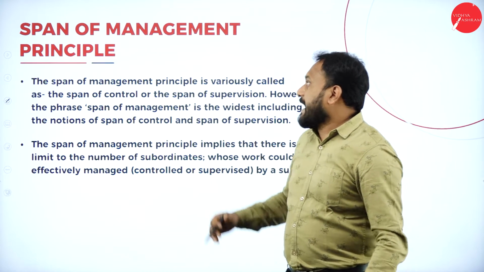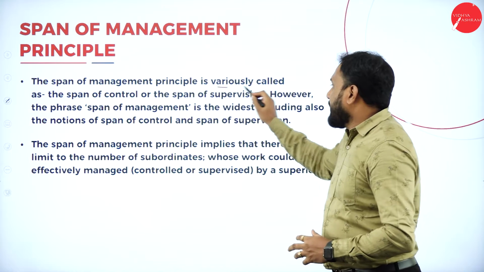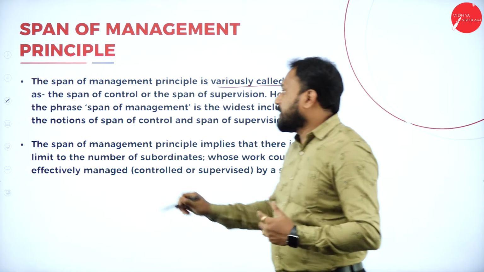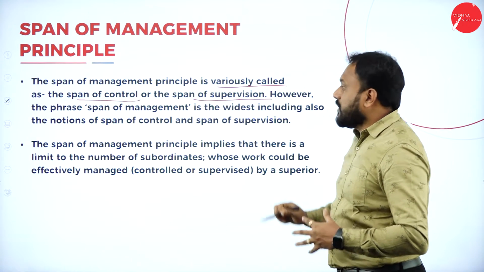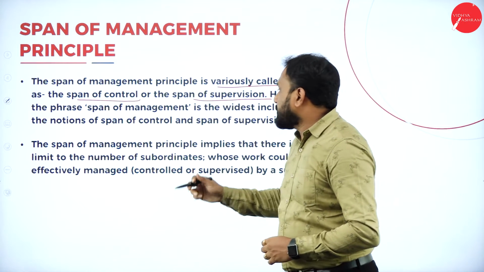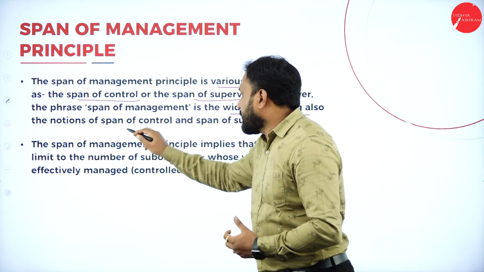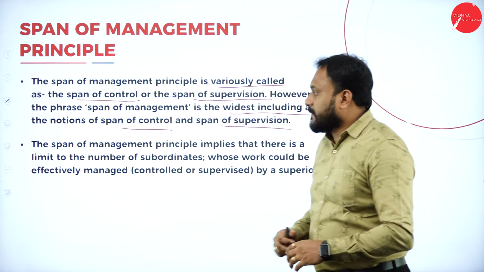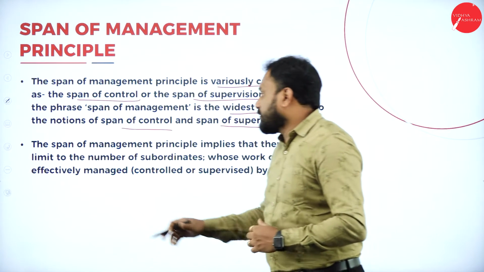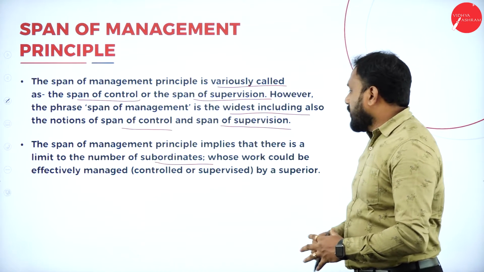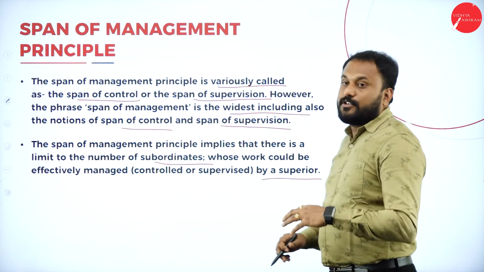So the next one is the span of management principle. The span of management principle is variously called span of control, or the span of supervision. However, the phrase span of management is the widest, including also the notion of span of control and span of supervision. The span of management principle implies that there is a limit to the number of subordinates whose work could be effectively managed, controlled, or supervised by the superior.